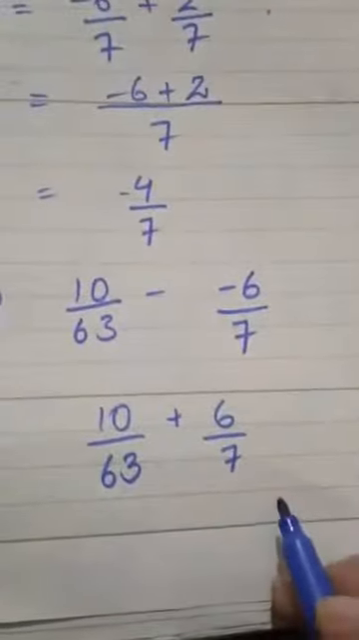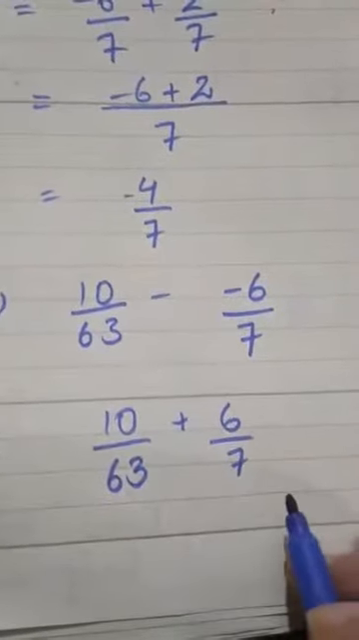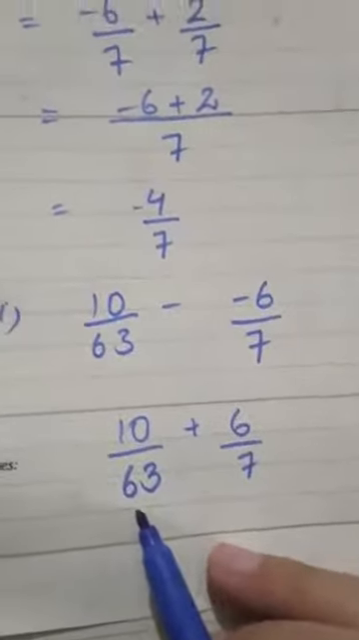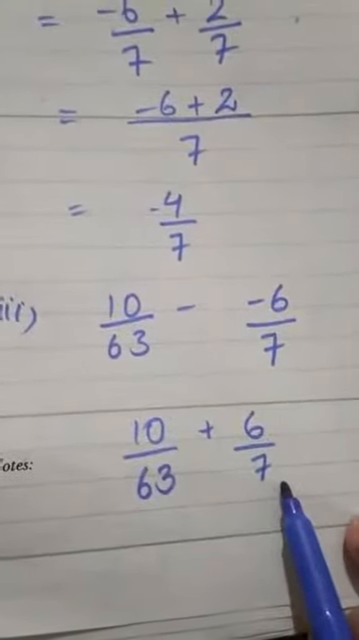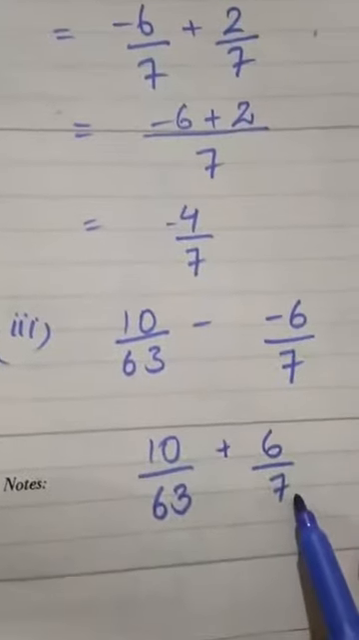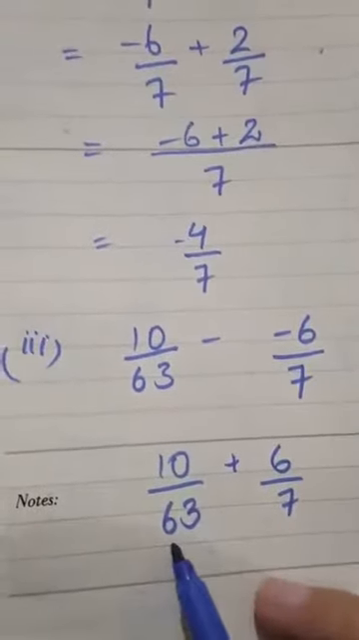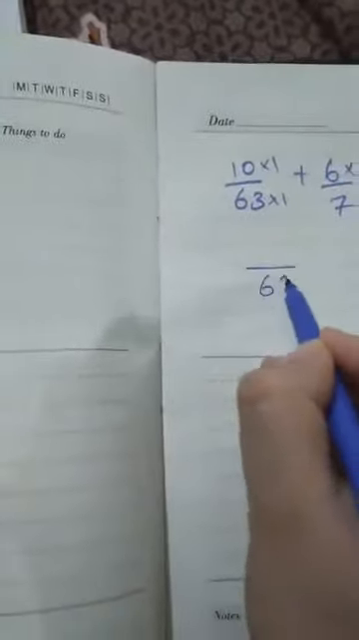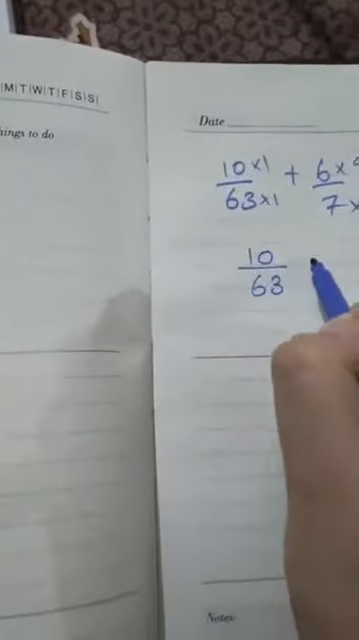You will see the denominators are different. You have to make the denominator same. On the table of 7, the 63 will come. How many times? 7 9s are 63. So multiplying the second rational number by 9 and the first rational number by 1, you will get the same denominator. So I'm going to multiply nine and the first one with 1. 63 ones are 63. 10 ones are 10.